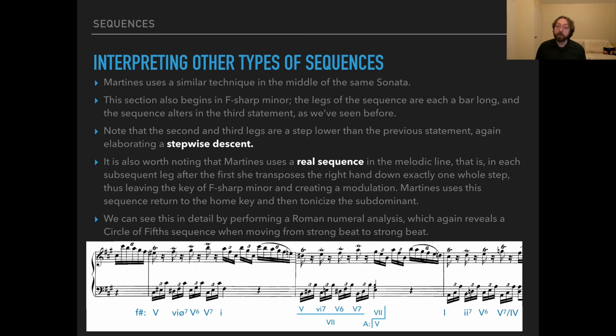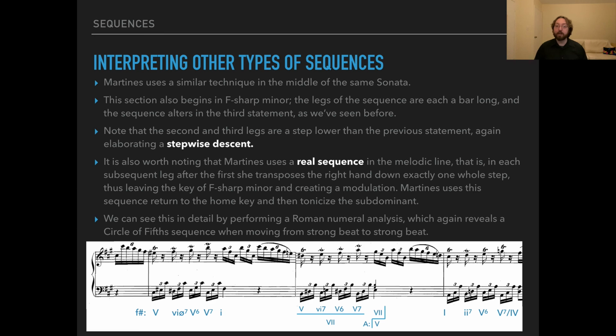It's also worth noting that Martinez uses a real sequence in the melodic line. That is, in each subsequent leg after the first, she transposes the right hand down exactly 1 whole step, thus leaving the key of F sharp minor and creating a modulation. The other sequences we've seen thus far have all been tonal sequences. That's why we haven't left the keys that we've been in.